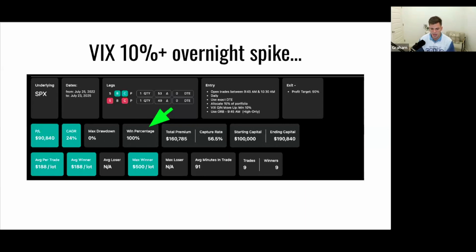Does that make sense? The other day, I think I mentioned it in the Telegram too, just so you guys had a heads up. But when VIX is up, typically that means markets are just moving faster, which means we can get to our target quicker. In this case, when VIX was 10% plus overnight, it won 100% of the time.